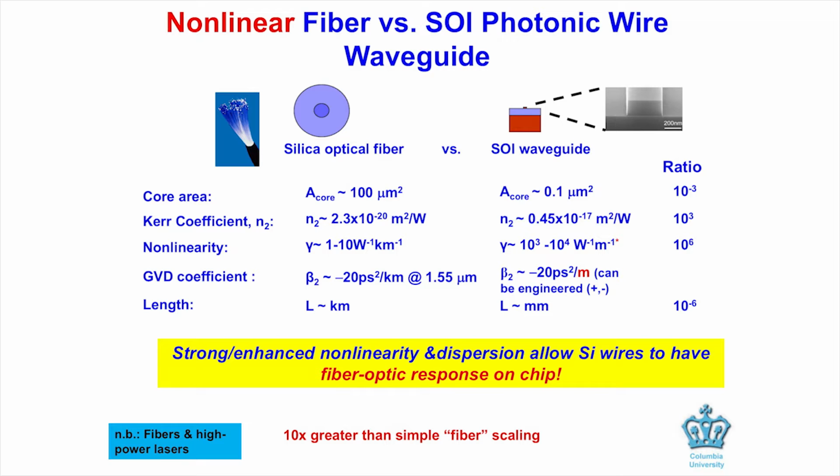So the concept I came up with on this one was it's a fiber on a chip. And again, Alex has worked in this area as well. And so you see strong enhanced nonlinearity. Dispersion allows silicon wires to have a fiber optic response on a chip. So you don't have any of the vibration which you get with a normal fiber. And you can get a very large scaling of this thing.